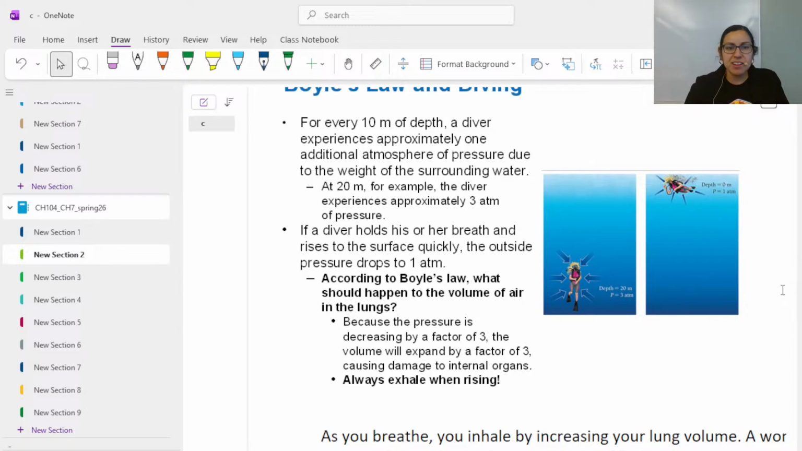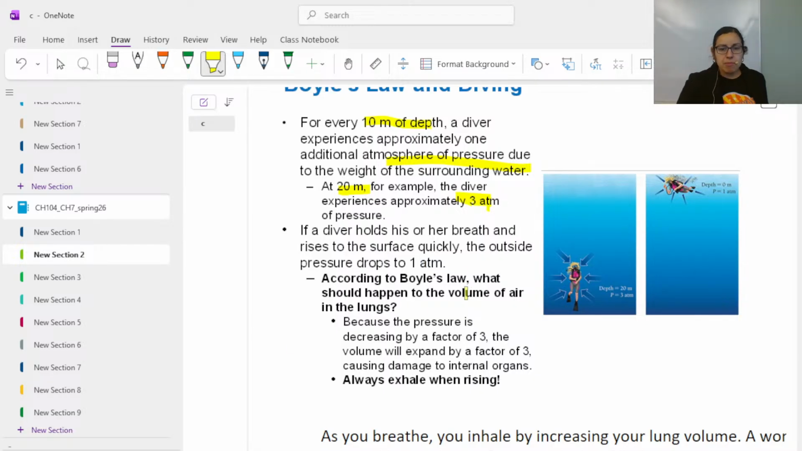But let's get into why it's dangerous so that we're all on the same page, and then we can talk about why people die. Roughly, for every 10 meters of depth, a diver experiences approximately 1 additional atmosphere of pressure. So at about 20 meters, for instance, you might already experience 3 atm of pressure. Let's think about why this causes difficulties. Suppose that a diver holds his or her breath and rises to the surface quickly. Your outside pressure drops to 1 atm.